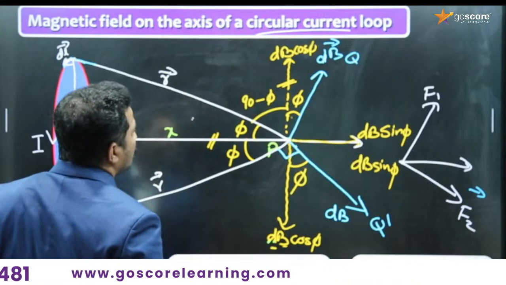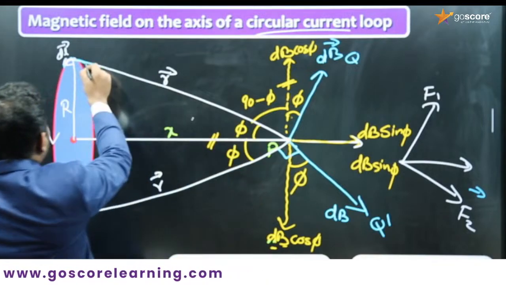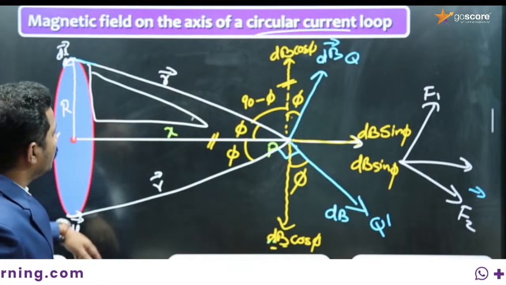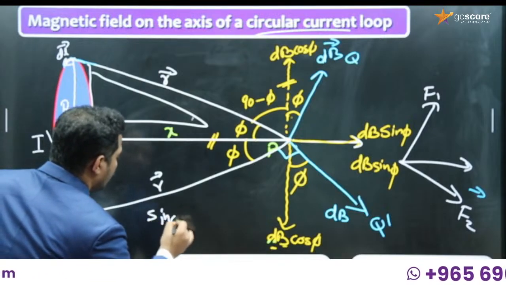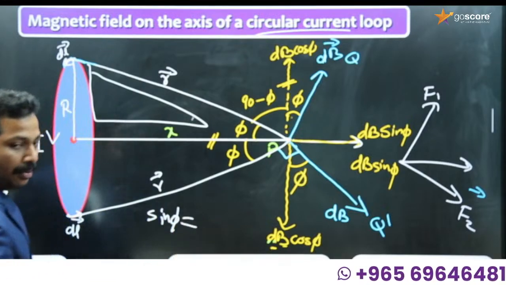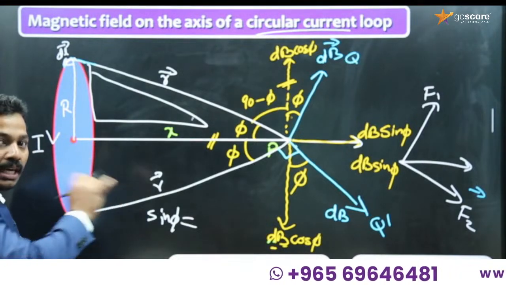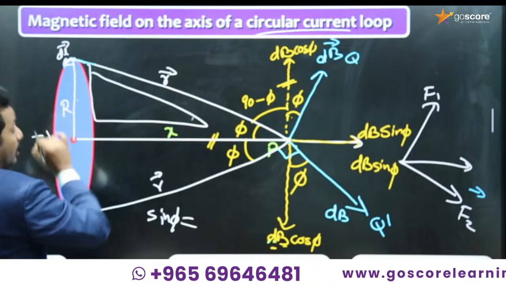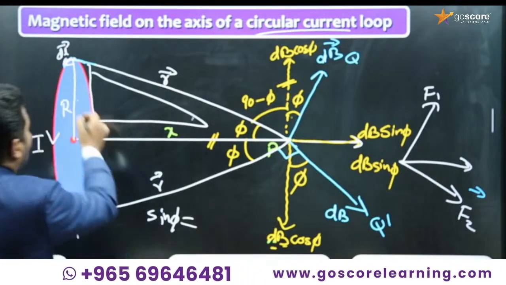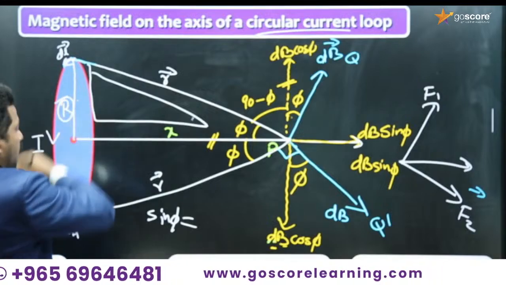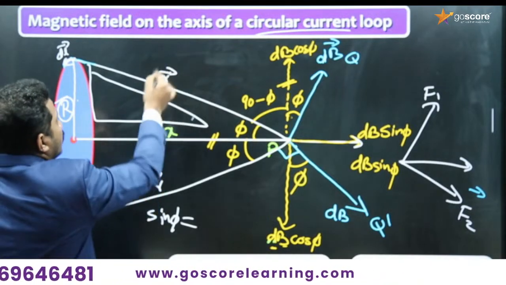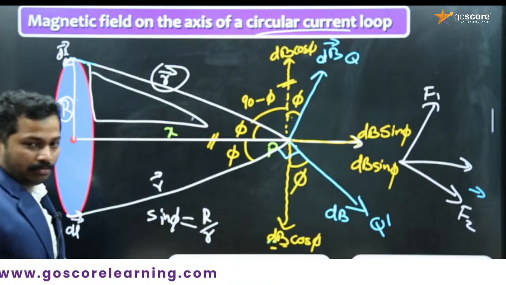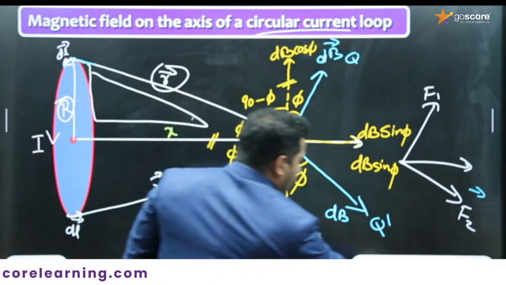So from this equation, what is sin phi? Consider this triangle. Sin phi means opposite side by hypotenuse, right? What is the opposite side here? It is small r. What is the hypotenuse? This is capital R. So sin phi is simply r by R. Is that okay?